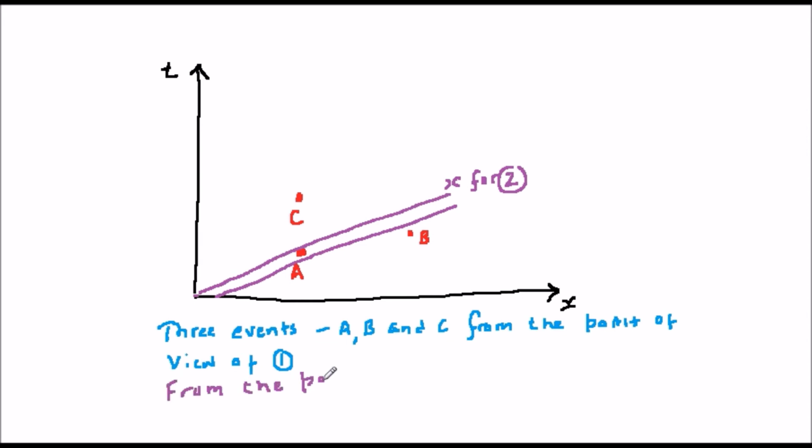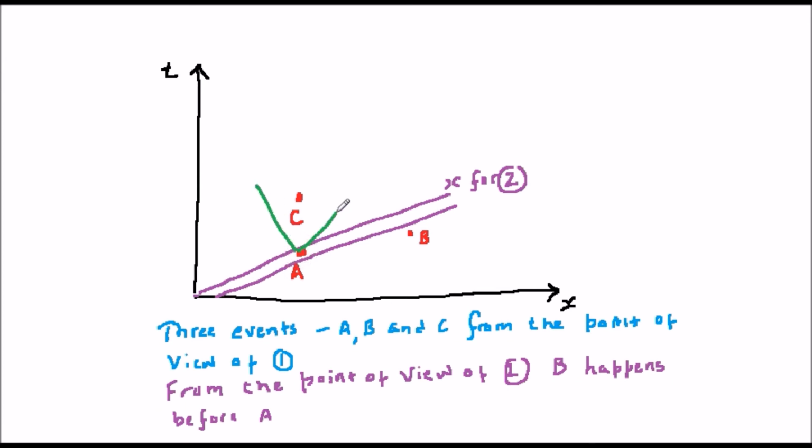Things look rather different here. B now happens before A. This is because B is outside the light cone of A and C, as shown in the diagram. So A could affect or even cause event C, as a signal can travel from A to C. In fact, all observers will agree that A occurs before C for this reason.